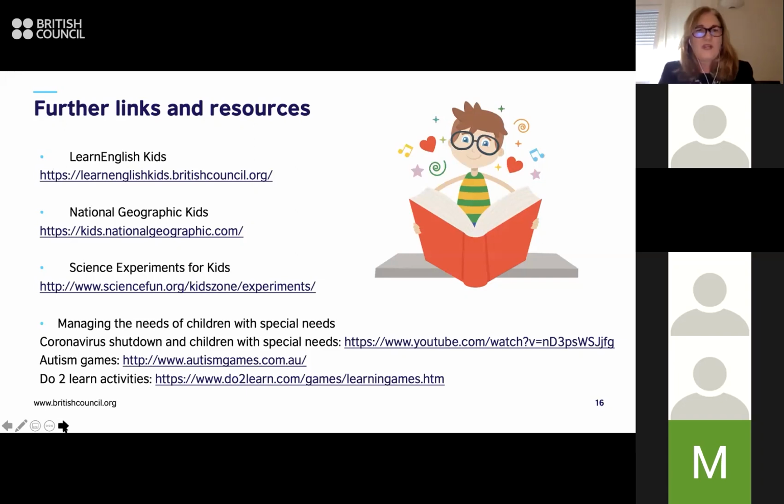National Geographic Kids is really useful for social sciences and natural science. It's child friendly, with lots of graphics, lots of photographs, lots of ideas, but challenges as well. And then science experiments, that's another thing that's brilliant. You could send home science experiments for children to look at, and they could do them, following the instructions in English, and then explain what they did the next time you see them.